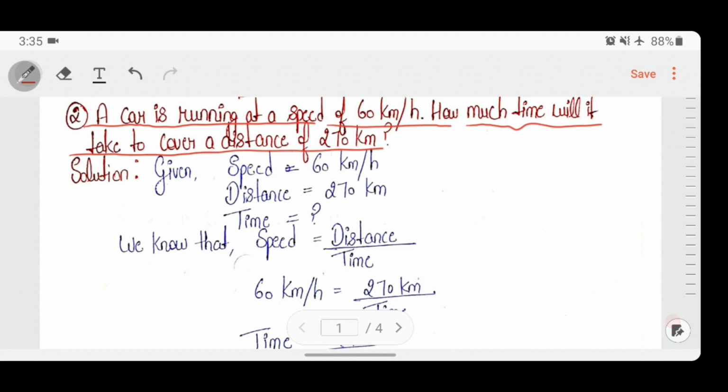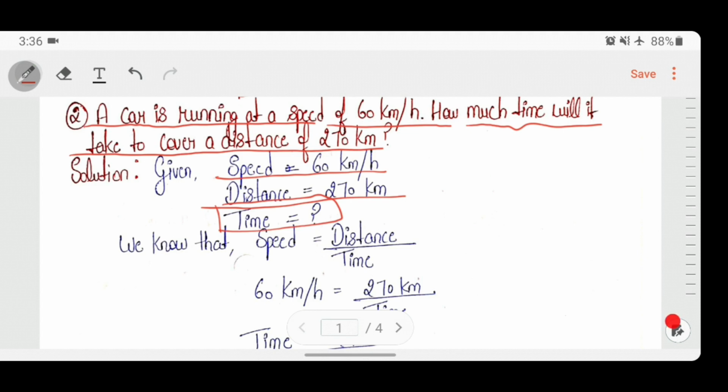Again, what we have to do here first is write all the given quantities. What is given in the question is the speed of the car, which is 60 kilometers per hour, and the distance, which is 270 kilometers, and what we have to find here is the time period. So how much time will the car take to cover 270 kilometers at a speed of 60 km per hour.